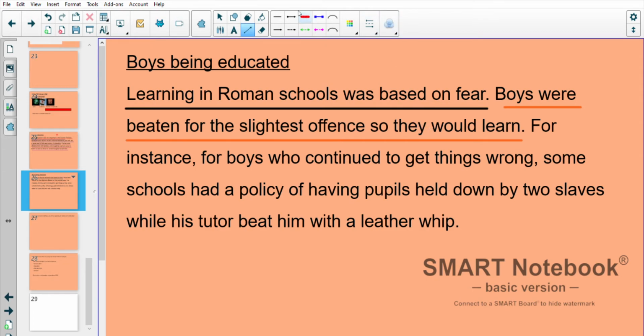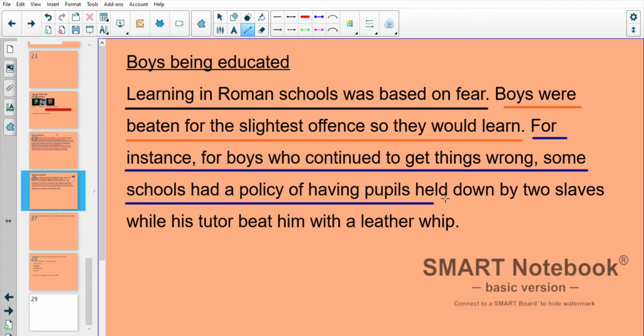I'm then going to elaborate. For instance. For instance means here's an example. For example. So if you've done lots of for examples, you could put for instance. For instance, comma, for boys who continued to get things wrong, some schools had a policy of having pupils held down by two slaves while his tutor beat him with a leather whip. Oh no. And can you see how that one paragraph has improved by putting evidence and elaboration?